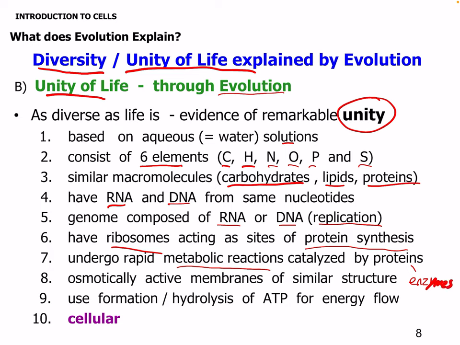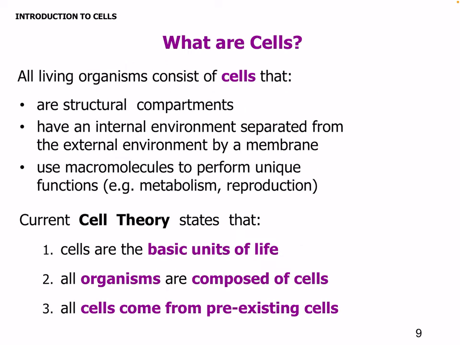We have osmotically active membranes of similar structure, and we use formation and hydrolysis of ATP for energy flow. So ATP is our adenosine triphosphate, and we're all cellular. So what are these cells?